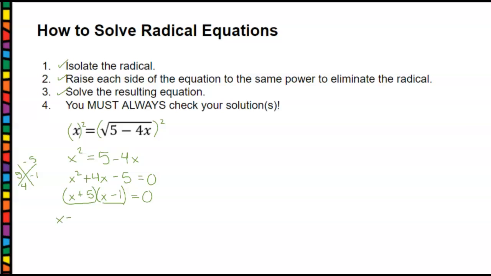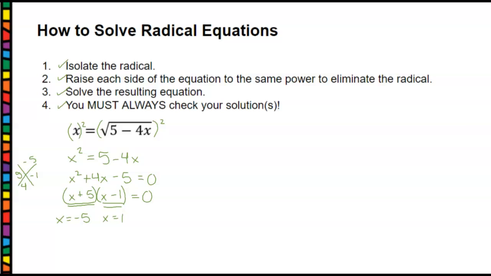So now I get x is equal to negative 5, because that would turn this factor to 0, or x is equal to positive 1. That would make this factor turn to 0. So now, well, we have to check our solutions.